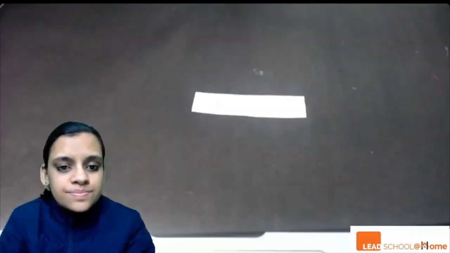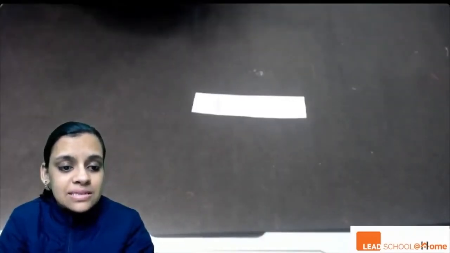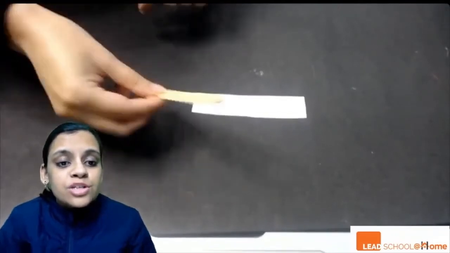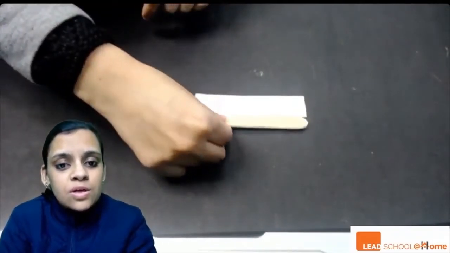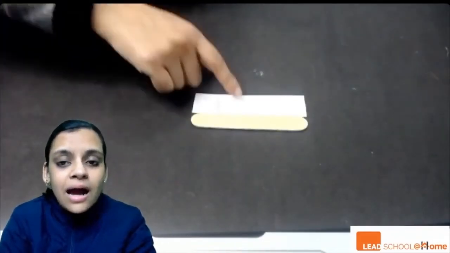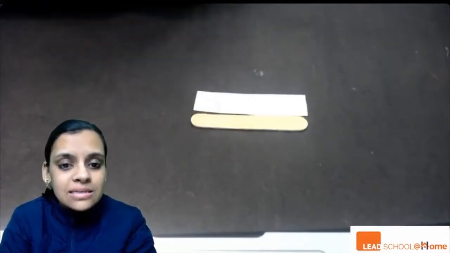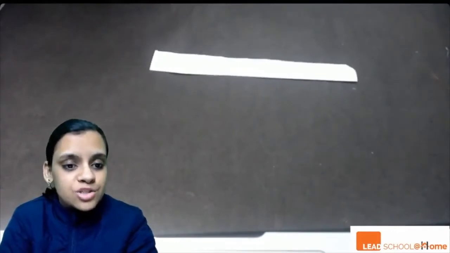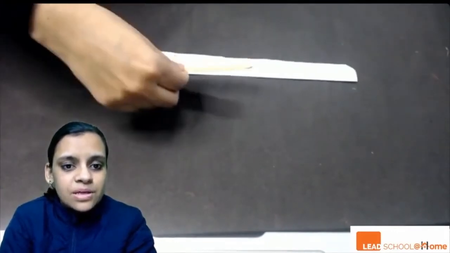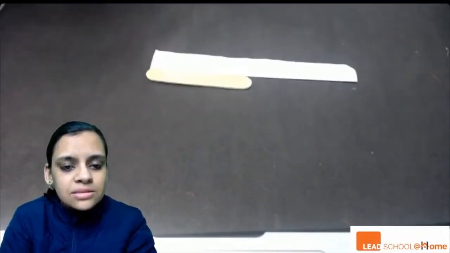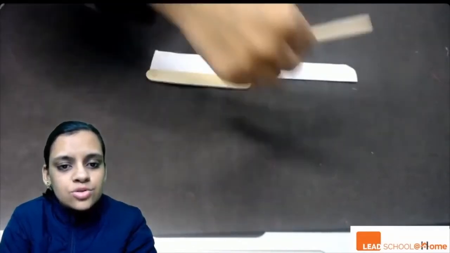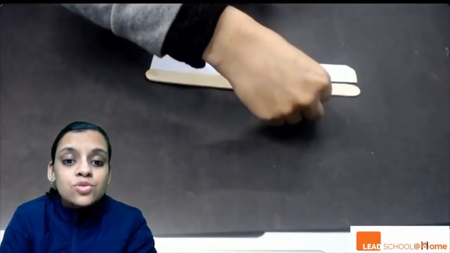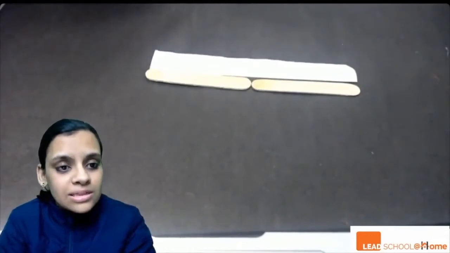So the first strip is this. Now I'm going to measure it with ice cream stick. So this is one ice cream stick long. Yes, this is one ice cream stick long. Now let's measure the other strip. So this is 1, 2. This is 2 ice cream sticks long. Yes, dear children, this strip is 2 ice cream sticks long.